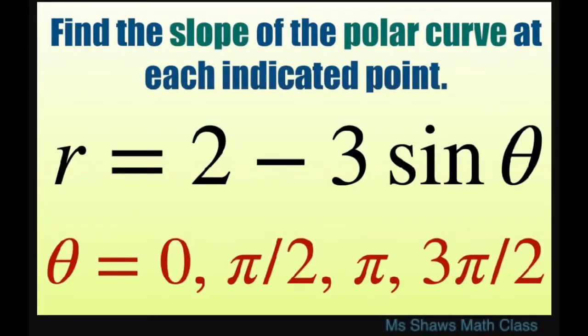Hi everyone, we're going to find the slope of the polar curve at each indicated point. r equals 2 minus 3 sine theta, and we have four points we're going to be looking at.